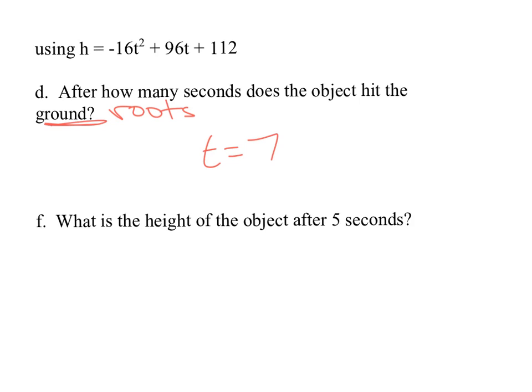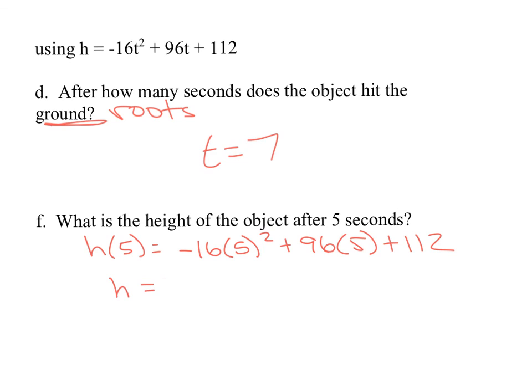What is the height of the object after 5 seconds? Okay, so we have to actually do some work. We're going to plug in 5. Negative 16 times 5 squared, plus 96 times 5, plus 112. Let's see what I get. I got 192.